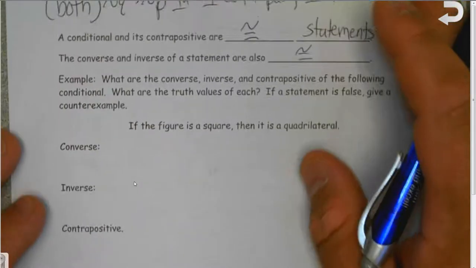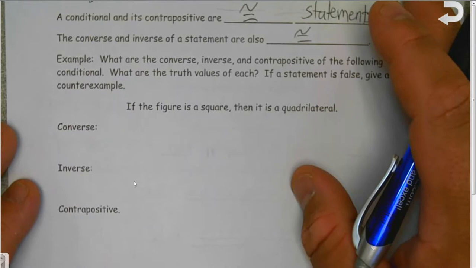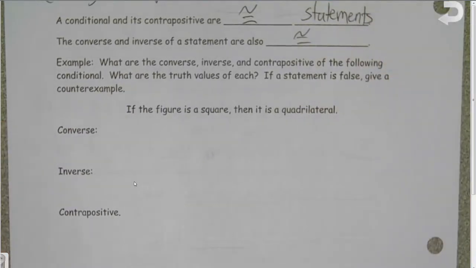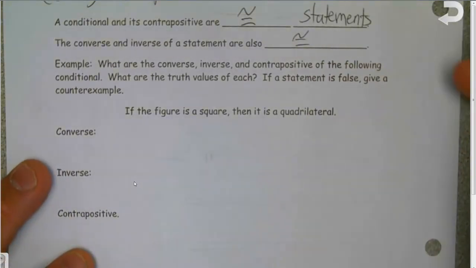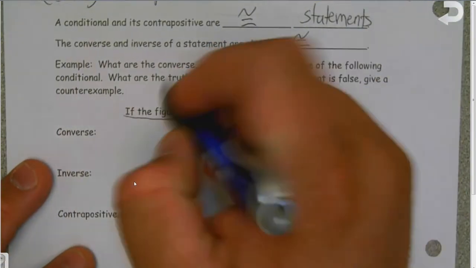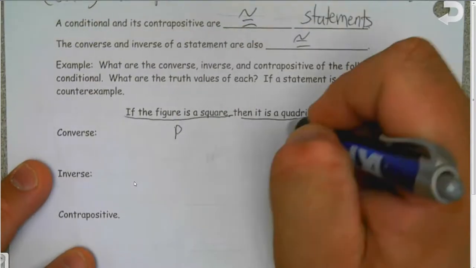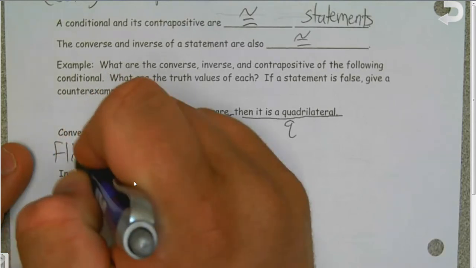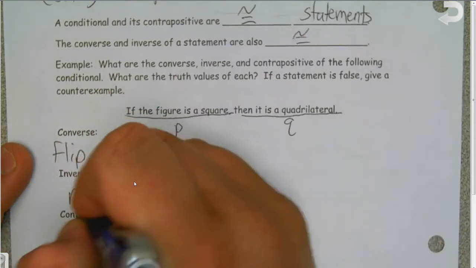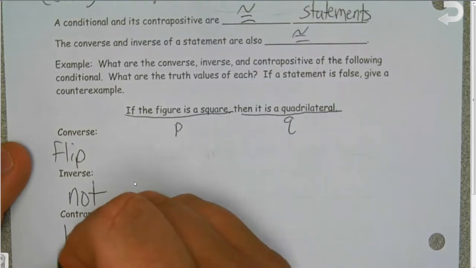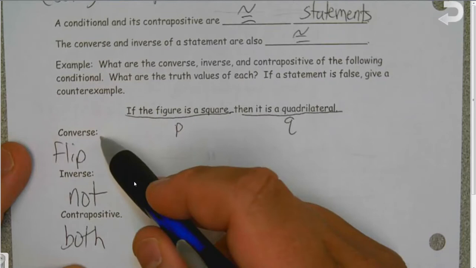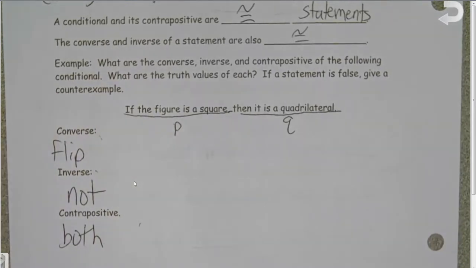So what I want you to do is write the converse, inverse, and contrapositive of this statement right here. If the figure is a square, then it is a quadrilateral. I'll get you started by underlining it and labeling it. And remember, the converse is the flip, the inverse is the not, and the contrapositive is both. So rewrite this sentence as its converse, inverse, and contrapositive. Pause the video. When you unpause, I'll have the answers.